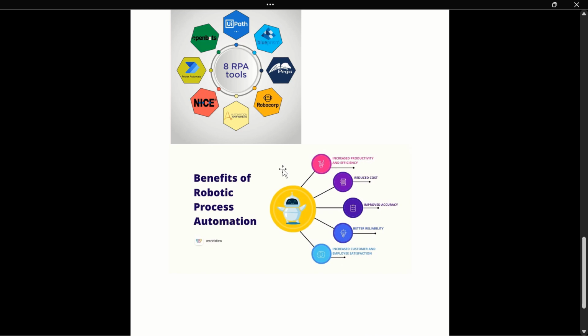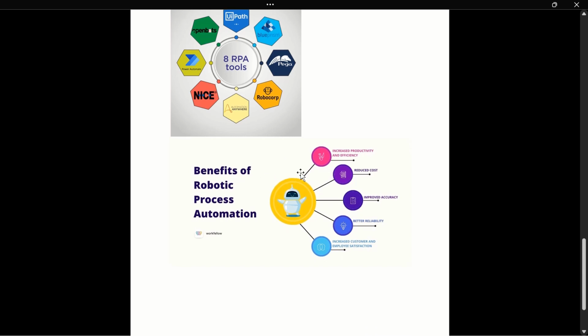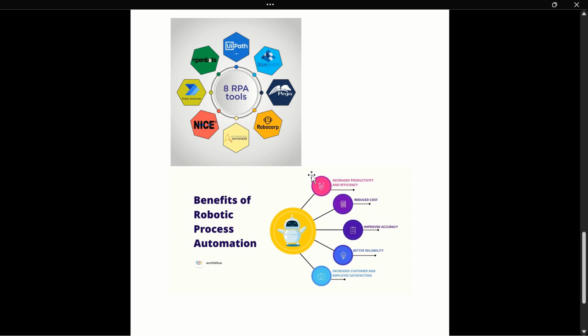Okay, so what are the benefits of robotic process automation? As I mentioned, the first advantage is that it will avoid repeated tasks, and also increase productivity and efficiency. Otherwise, HR would need a higher number of employees for these activities. They also save cost and time, and it gives better reliability.